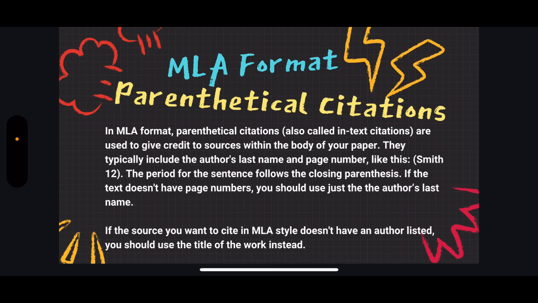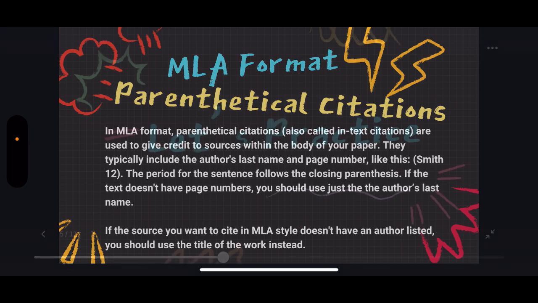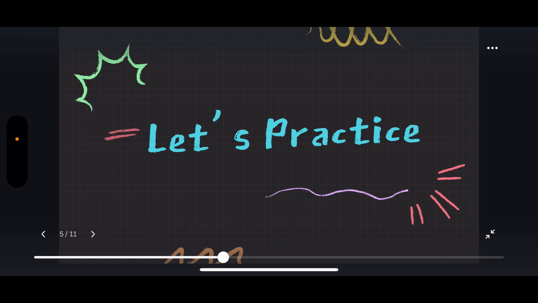If the text doesn't have page numbers, you should just use the author's last name in the parentheses. And if the source you want to cite in the MLA style doesn't have a listed author, you should use the title of the work instead. So you would put parenthesis, title, space, and the page number, parenthesis, period. Let's practice.